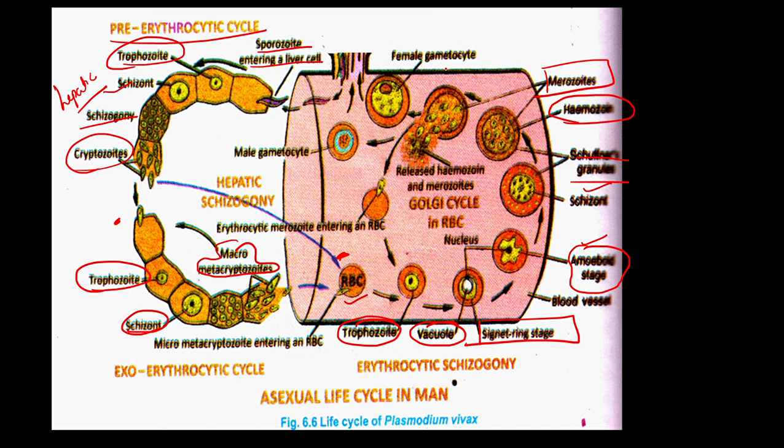These daughter cells are erythrocytic merozoites, and when the cell bursts, they are going to infect the... where did I write it? Erythrocytic merozoite enters an RBC. It is going to enter the fresh RBC. Fresh RBC only. Where is it going to enter? The RBCs of the spleen and bone marrow, and it is going to form gametocytes, male gametocyte and female gametocyte.